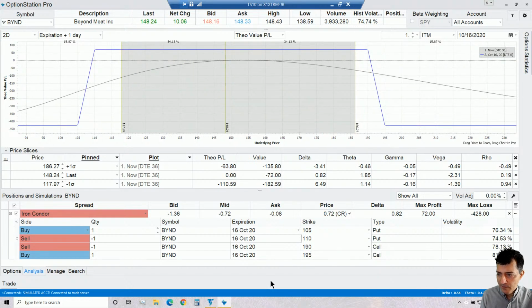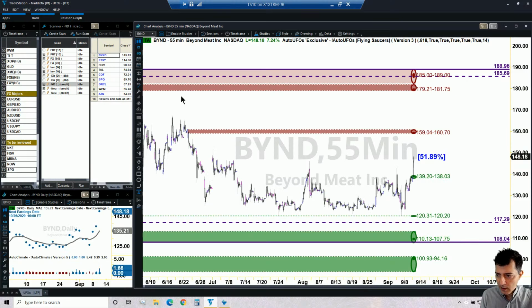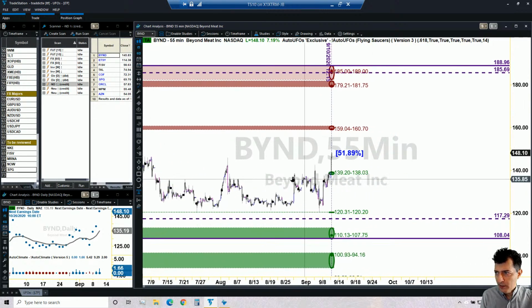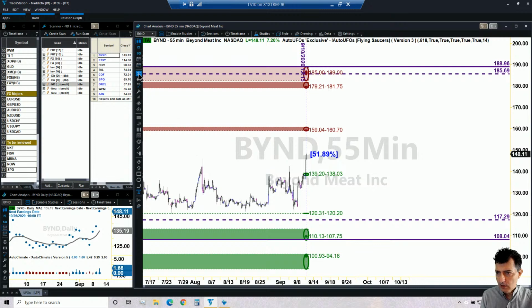110 and 105. Okay, and we are almost there. Almost there for this trade to be validated. Okay, so anyway, before anything, let me be a bit more visual for the ones of you that are not used to trade options yet. So we are doing an Iron Condor starting today all the way to October 16.